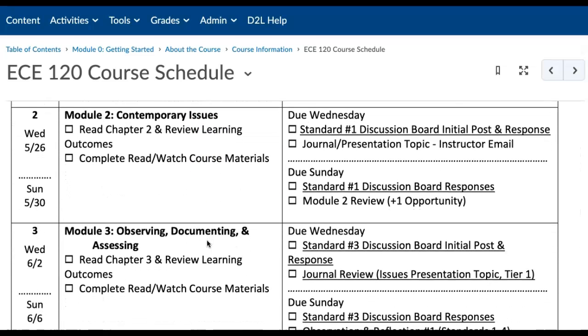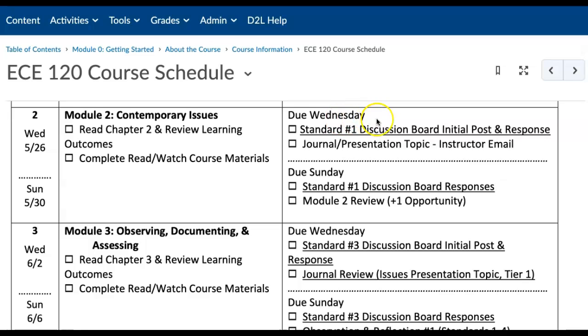Moving on to week 2, and now we've hidden the titling of the columns. So again, weeks and your read-watch materials and your assignments in that final column. For week 2, it's suggested by Wednesday that you read chapter 2, review the learning outcomes, and complete the read-watch components and all the materials.